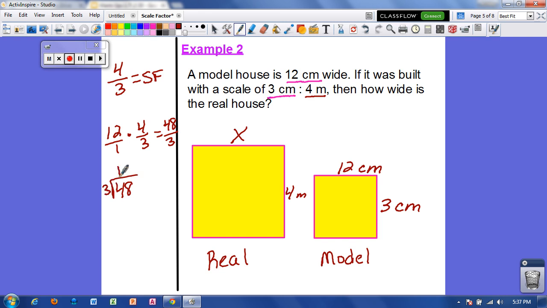3 goes into 4 one time. I get a remainder of 1. I bring down the 8, and 3 goes into 18 6 times, and that comes out evenly. So that means x would equal 16 meters. So on our scale, if the model is 12 centimeters, then the real house would be 16 meters.